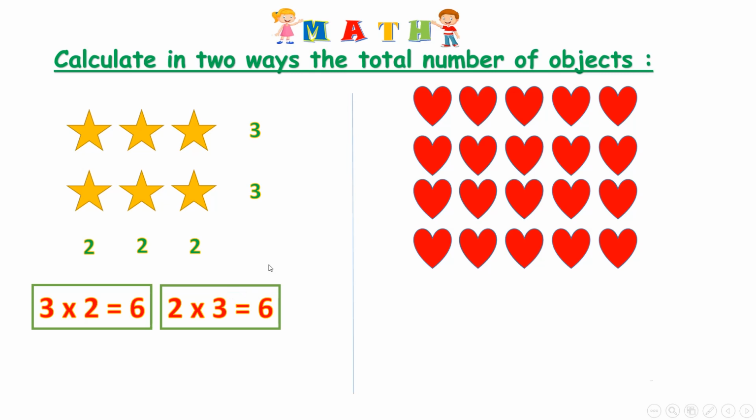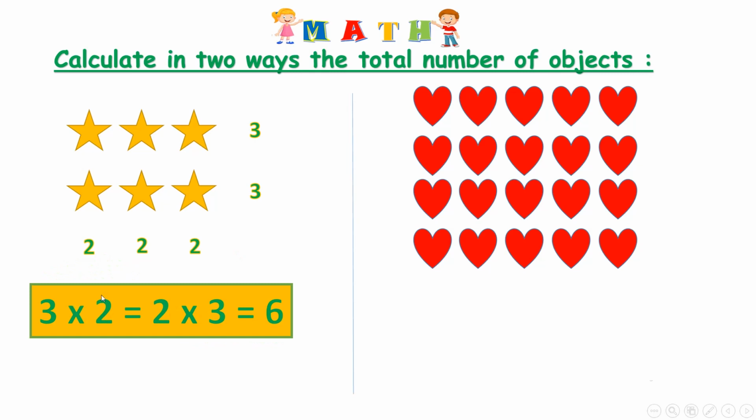Great, which is 6. Now, if I want to sum up this one, I say that 3 times 2 is the same as 2 times 3 and is equal to 6. You see 3 and 2. Here I flip the order, 2 times 3, okay? And they have the same answer, 6. Great. Now let's count the hearts. I will start by counting in rows, okay?